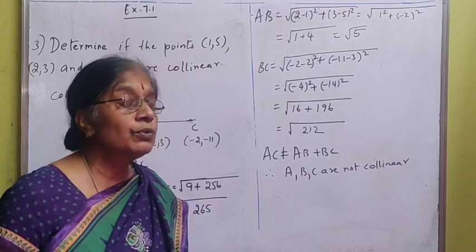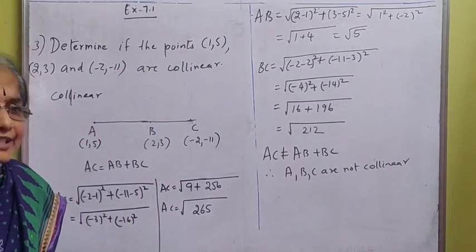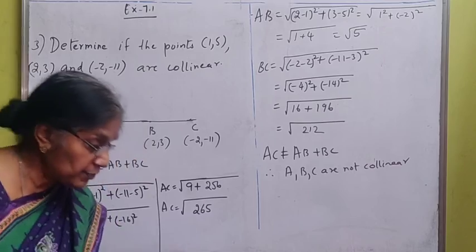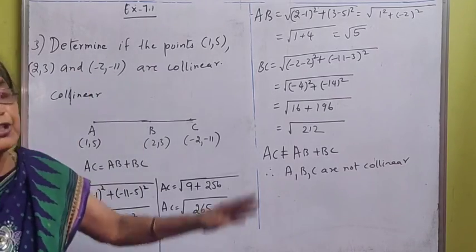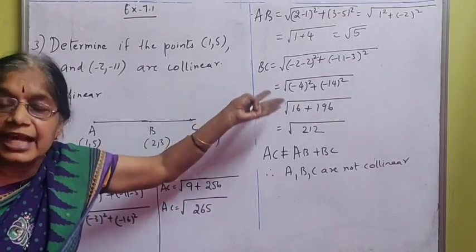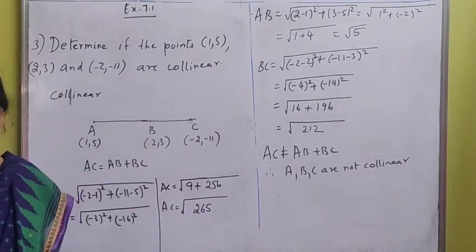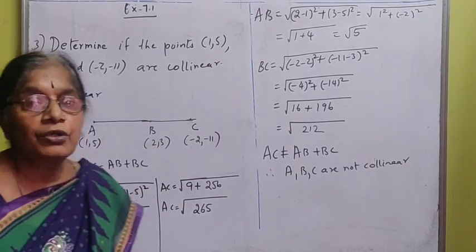When can we add two roots? We can add two roots when the order is the same and the number written inside is also the same. So we can't add, and it can't become equal. That means A, B, C are not collinear.